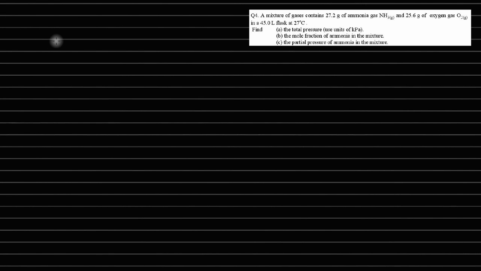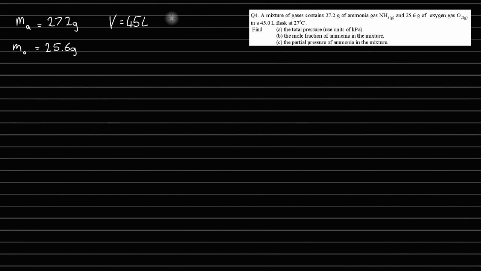So to start off then, I quite like to write down the values that I'm given. So we have a mass of ammonia gas, so let's call that M subscript A to equal 27.2 grams. We're also given a mass of oxygen gas. We can do that as M subscript O to equal 25.6 grams. And we're also given a volume, let's call that V, equaling 45 litres.